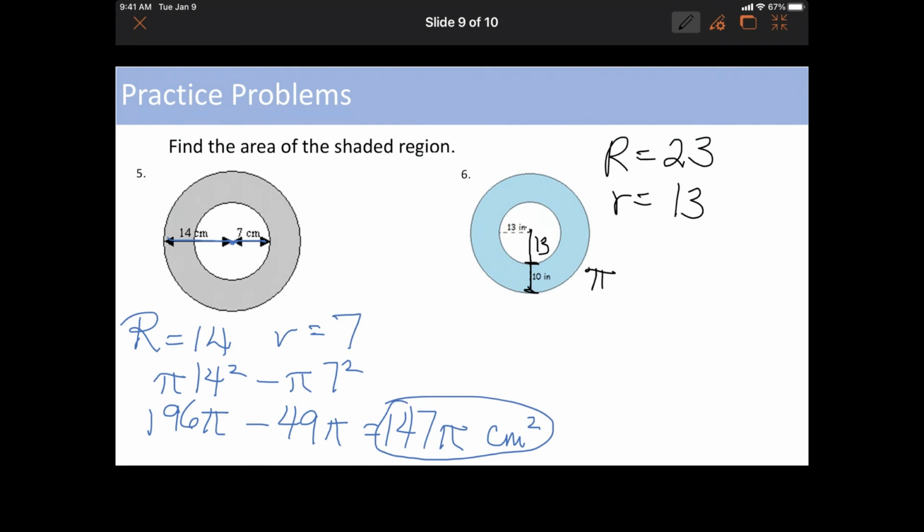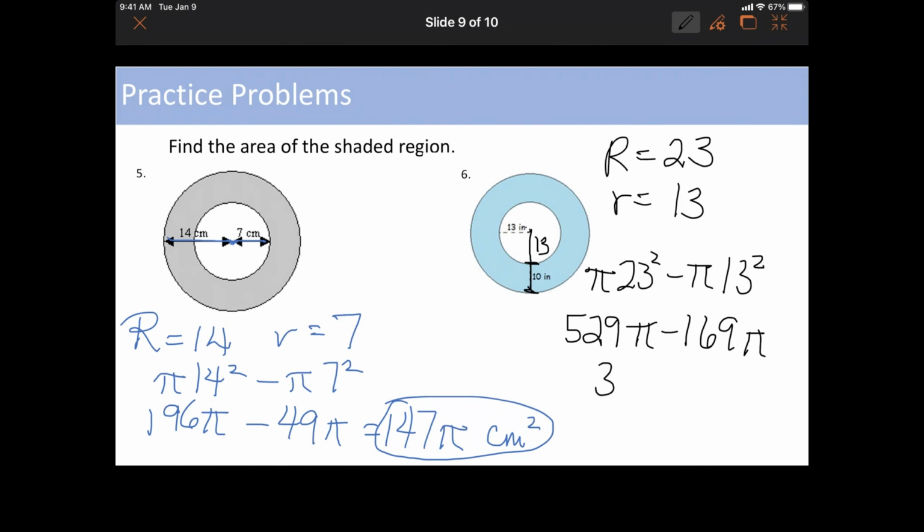So pi r squared minus pi r squared. I do not know what 23 squared is. 529 pi minus 169 pi. It is 360 pi inches squared. Okay. There you are. So those are the 3 different regions that we talked about for circles: sectors, segments, and annuluses.